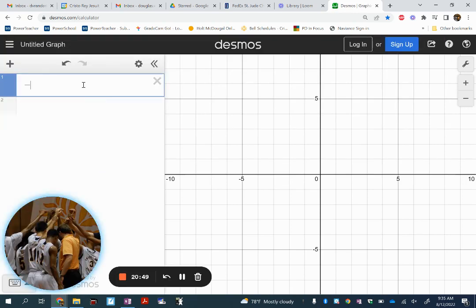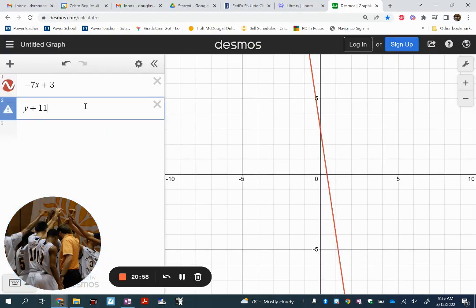Okay, so -7x plus 3. So there's the line. And then the other one is a little bit more difficult to write. y plus 11 equals -7 times x minus, was it 2, I think? Yes, must be, because it's the same.